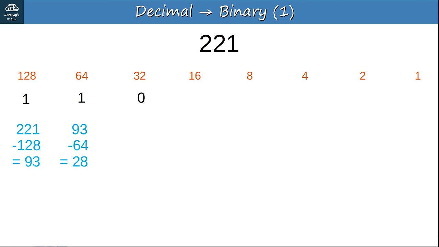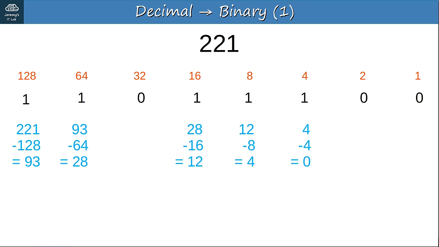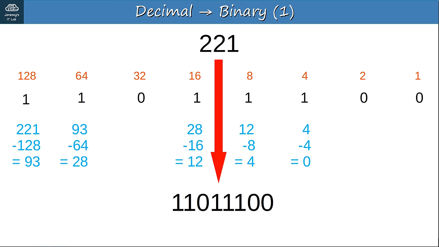Next, 16 is smaller than 28, so let's subtract 16 from 28. We are left with 12, and also write a 1 under 16. Next is 8, and it's smaller than 12, so let's subtract 8 from 12, and write a 1 under 8. Next, subtract 4 from 4, and write a 1 under 4. We're left with 0, so we can't subtract any further. That means we can just write 0 under 2 and 1. So, there's our answer. Decimal 221 is equivalent to binary 11011100.